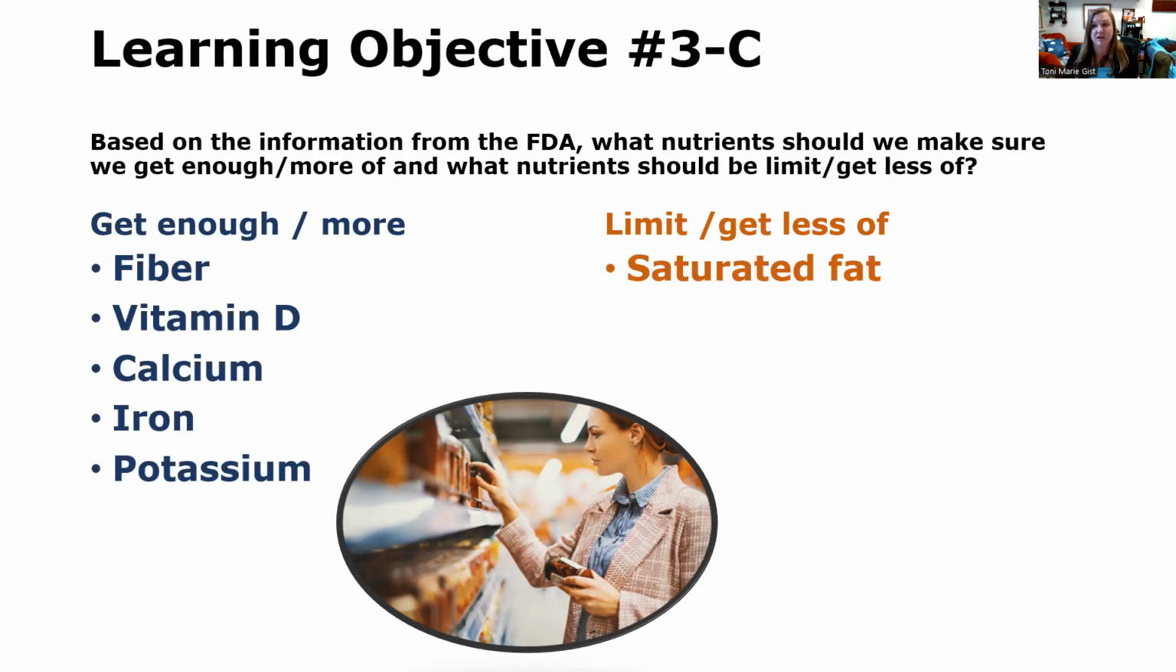Additionally, the nutrition facts panel highlights saturated fat, sodium, and added sugar. I want to get less of these. We do not need them. None of them are going to be something that we're really at risk for being deficient of if we are consuming a typical American diet. So just things to think about.